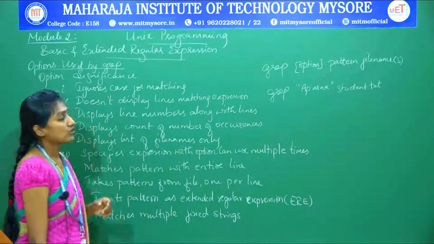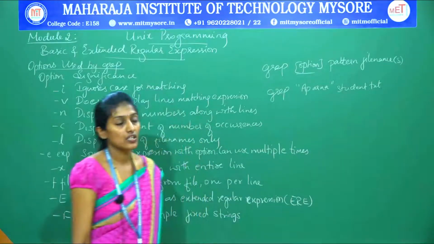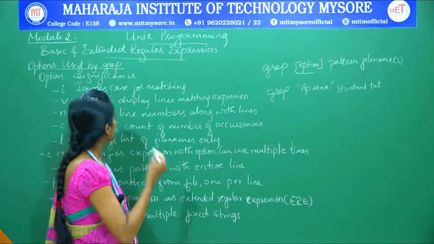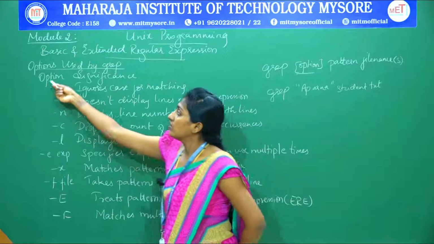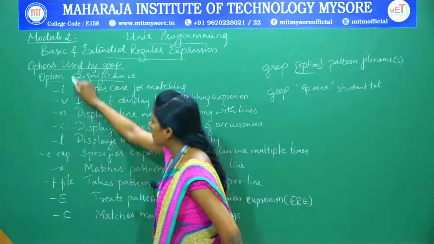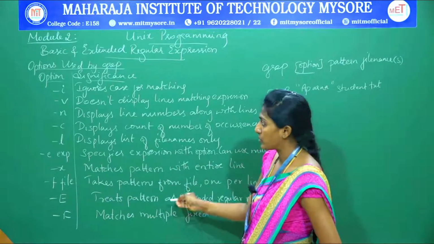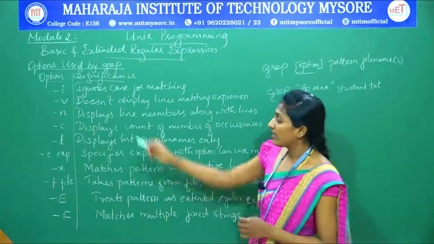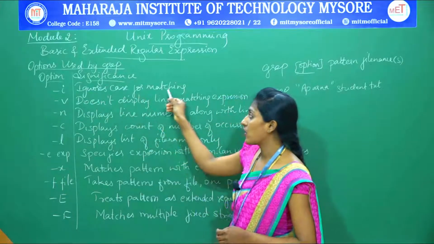We had also discussed the grep options, as I have specified here, in the previous session. These are all the options. The first option is -i. What does it do here? The -i option always ignores the case for matching.